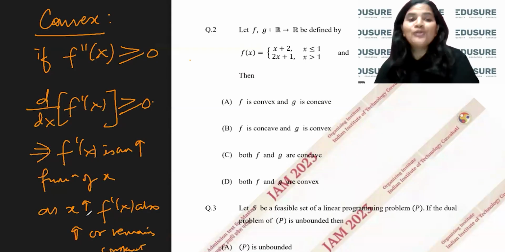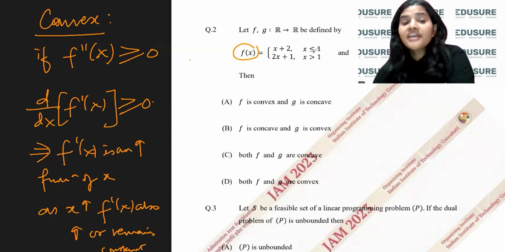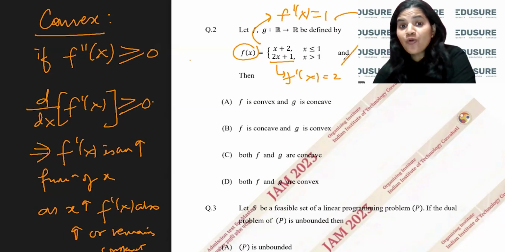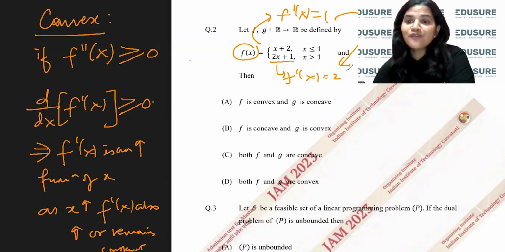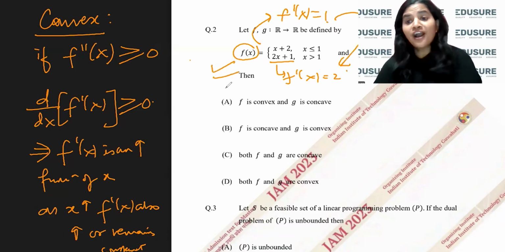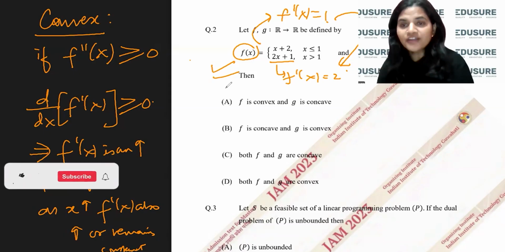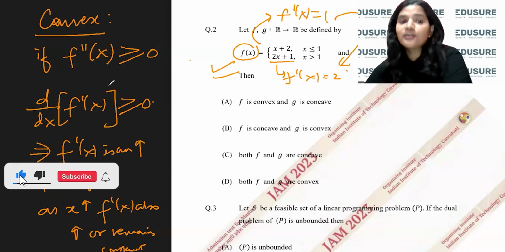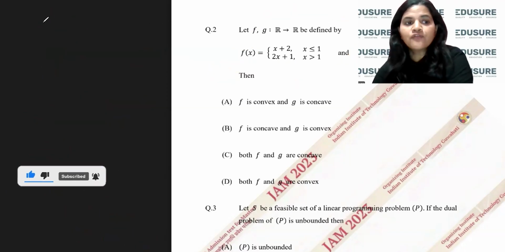Now look at my function f. When x is less than or equal to 1, f dash x is 1. When x is greater than 1, f dash x is 2. So you note that as x is increasing, my slope is either remaining constant or increasing from 1 to 2. And therefore, f has to be a convex function. So this is another shortcut to look at the question without drawing the graph and conclude that f is a convex function.